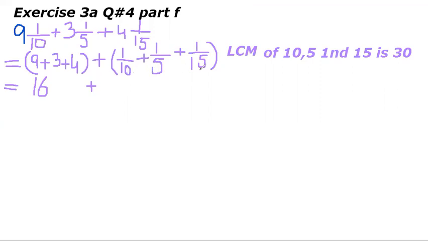Focus on the denominators. The denominators are 10, 5 and 15. They are not the same. It means that these fractions are unlike fractions. For adding unlike fractions, first we have to make the denominators the same. Or in other words, we have to change these into like fractions. Sorry, not common, like fractions. How will we change these unlike fractions into like fractions?